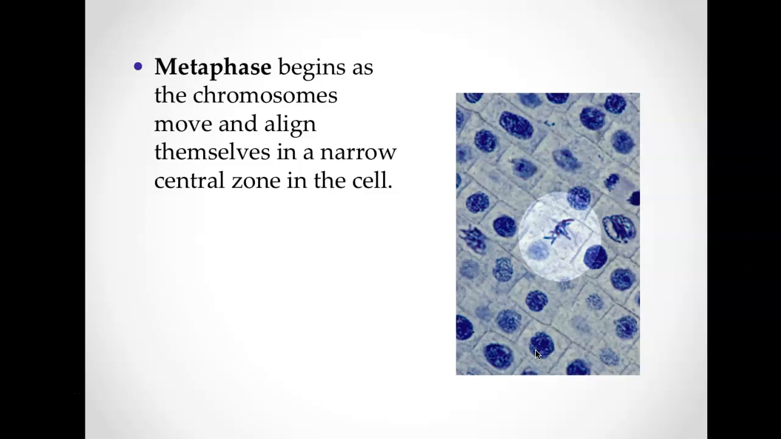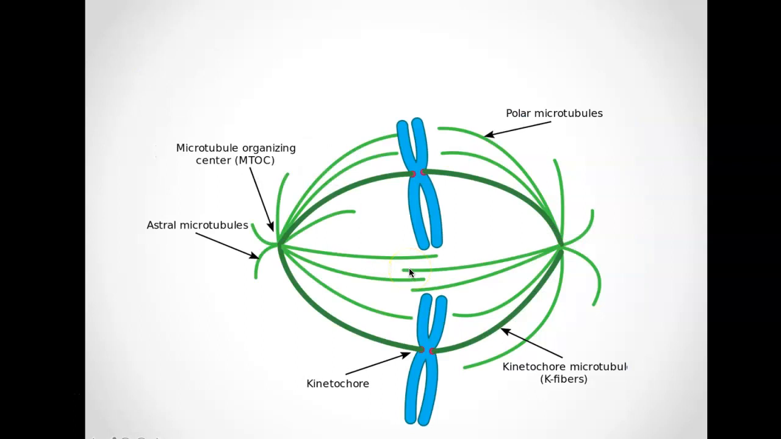The next part is called metaphase. The M stands for metaphase. It begins as the chromosomes move and align themselves in a narrow central zone in the cell. So they're lining up. Chromosomes that are really condensed with their copies are lining up in the middle of the cell, and it looks kind of like this. The spindles are going to grow out.